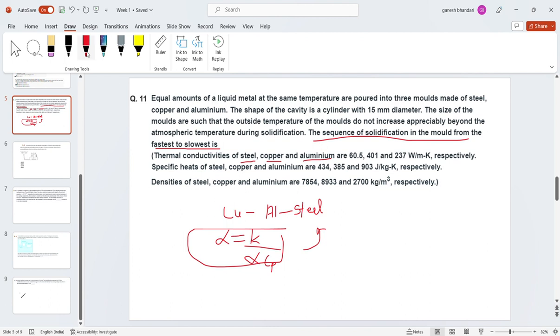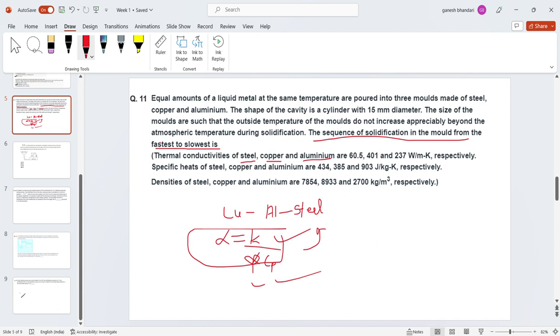Actually, when you calculate the thermal diffusivity, all these three things will be affecting it: K, rho, and Cp. Then we can see which factor is affecting more, and then we can calculate the alpha value. All these three things affect the solidification behavior for that particular element: thermal conductivity, density, and Cp.